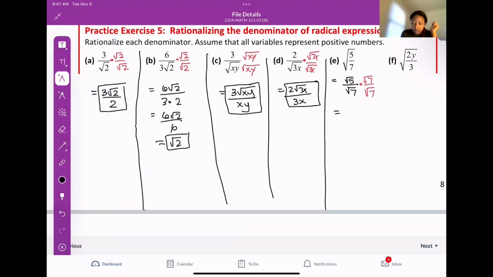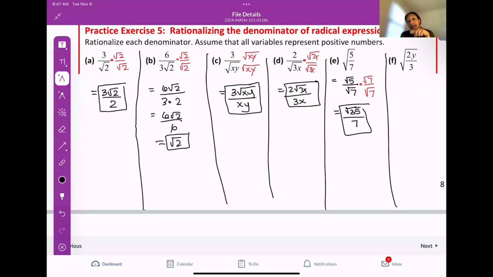This gives us the square root of 5 times the square root of 7. We can combine those into the square root of 35. And then over root 7 times root 7, which is just 7. So root 35 over 7 is our final answer.